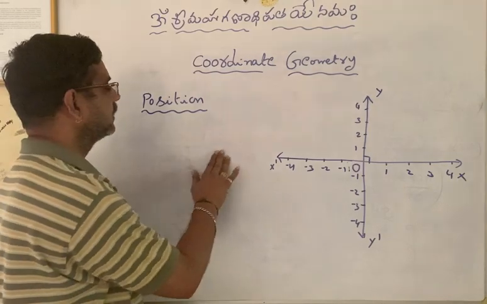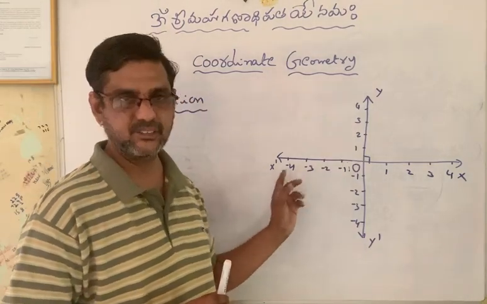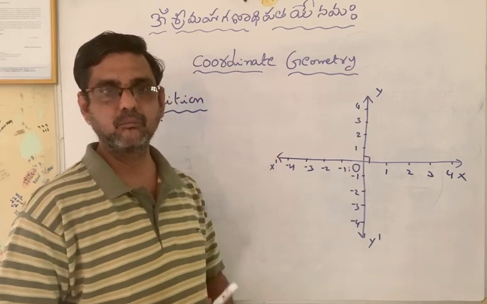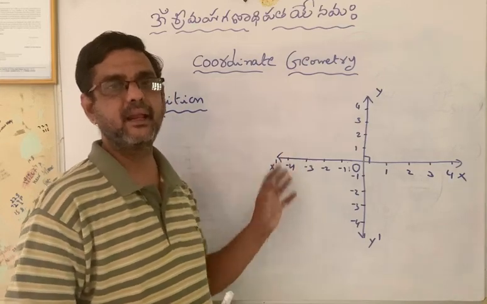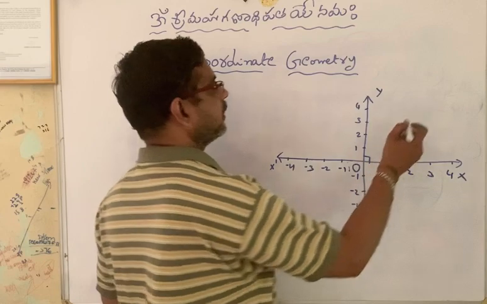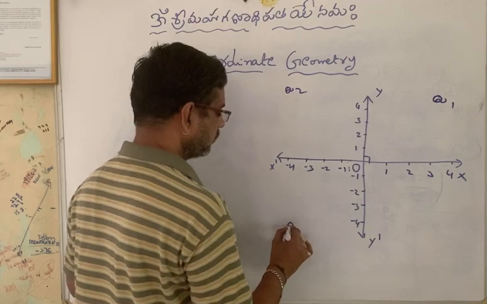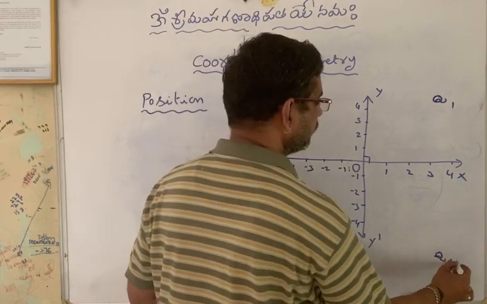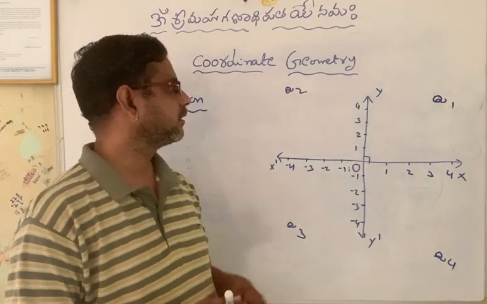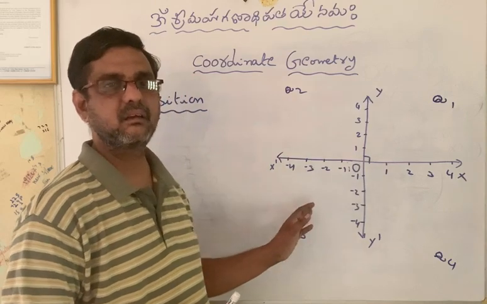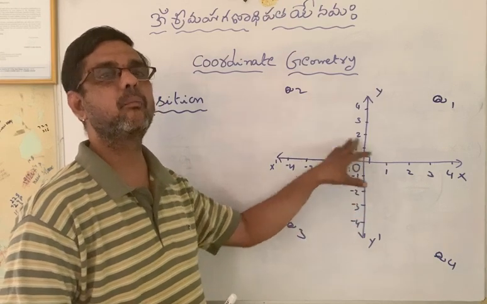So what have we done in class 9? We have drawn two perpendicular lines like this. One is a horizontal line, the other one is a vertical line. Both are intersecting at one point. And these two lines divide the plane into four parts. And the four parts are called quadrants. This is quadrant 1, quadrant 2, quadrant 3 and quadrant 4. Four quadrants. So these two lines intersect perpendicularly and they divide the plane into four parts.